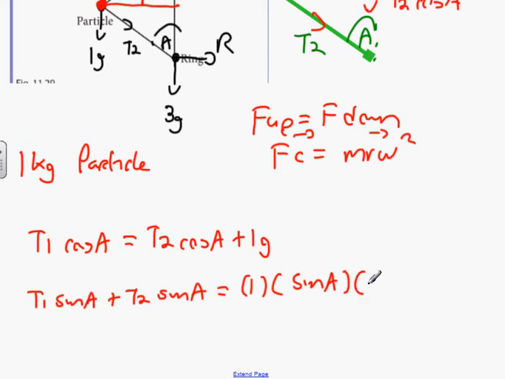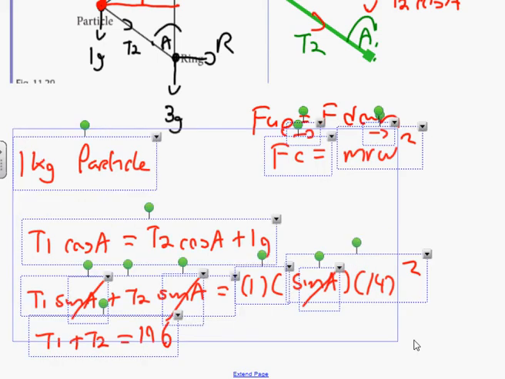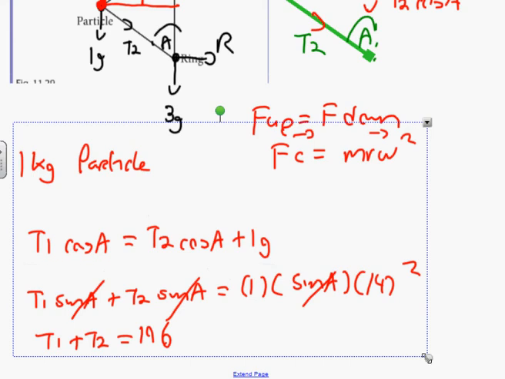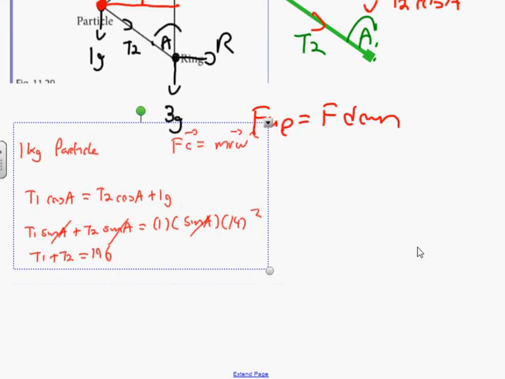And then omega squared, anybody? 14 squared. So what happens is the sine A's cancel, and we get T1 plus T2 equals 196. A very manageable simultaneous equation. Okay. So that there is all for the 1 kilogram particle. So that's that part done there.